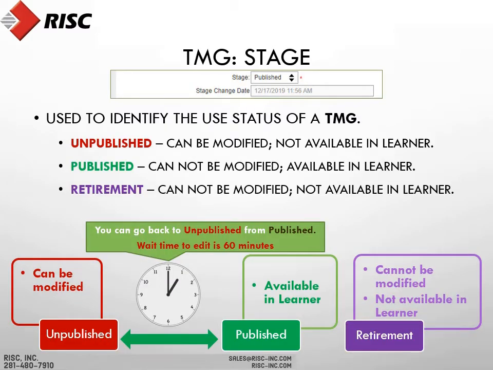If you've used advisor surveys in the past and then needed to update your survey as the organization changed, you might have retired your survey, made a copy, added your changes, and then published your new survey, requiring a new approval. With team management, you can actually unpublish the TMG, make your TMG item changes, and republish it without the need to retire and copy. Just open the TMG, set the stage to unpublished, and wait 1 hour. The 1 hour allows anyone currently using it in Learner to finish their work.